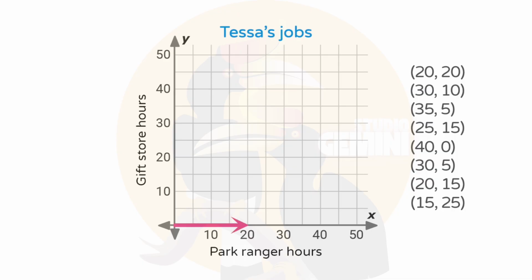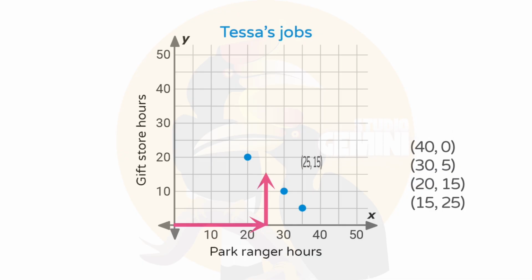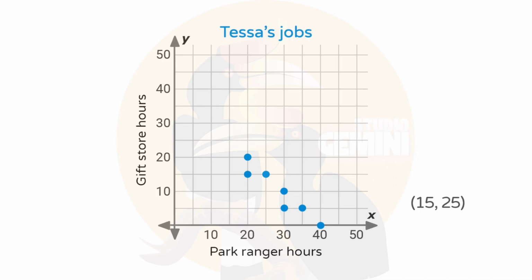So we move 20 in the x direction and 20 in the y direction, and we put a point here. Next we move 30 in the x direction and 10 in the y direction. Our point goes here. 35 in the x, 5 in the y, here. 25 in the x, 15 in the y, here. 40 in the x, 0 in the y, down here. 30 in the x, 5 in the y, here. 20 in the x direction, 15 in the y, our point goes here. And finally, 15 in the x direction, 25 in the y, our last point goes here.